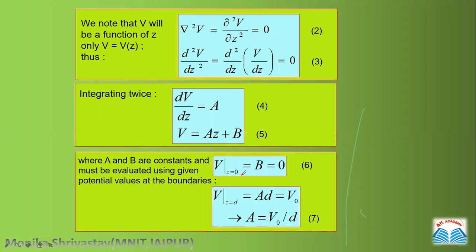So V at z equal to 0: if I put 0 instead of z, then I get V equals B. So V equals B equals 0. And if we put z equal to d, and we already know that B is 0, we get V equals Ad. Let us assume this Ad is equal to V naught. So we get A as V naught by d. Now we know one constant.